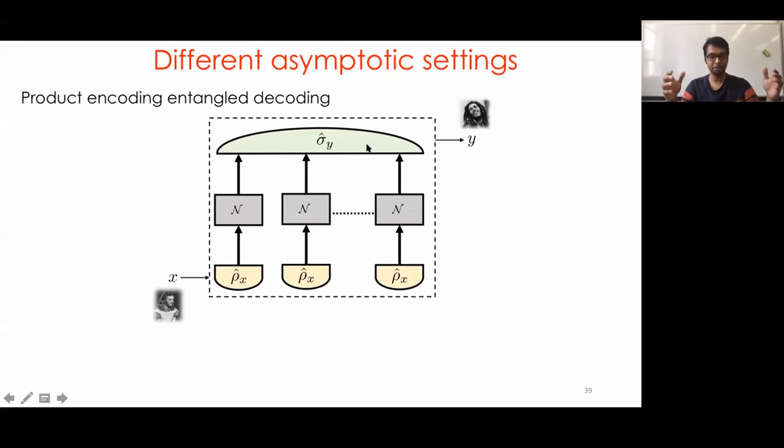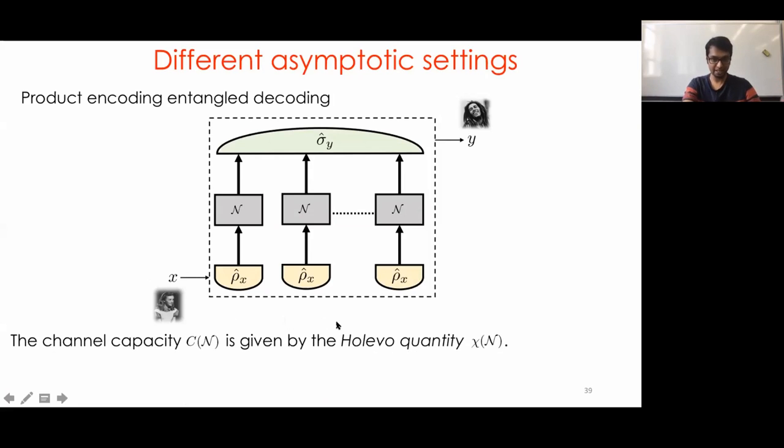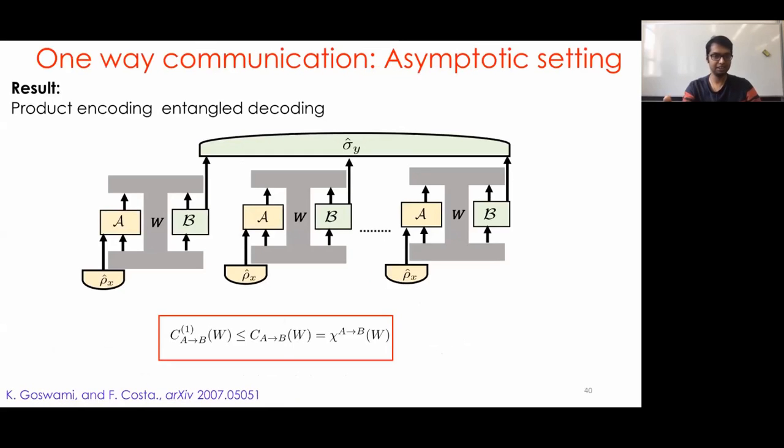He performs a joint measurement at the output. And it turns out the capacity in this case is exactly given by the Holevo quantity of the channel. This inequality is maintained, where the one-shot capacity is the worst scenario and the better one is the product encoding and entangled decoding capacity. This work was done by Holevo and Schumacher–Westmoreland. We applied this strategy for processes as well, and we showed that the corresponding capacities of processes admit a similar chain of inequalities.